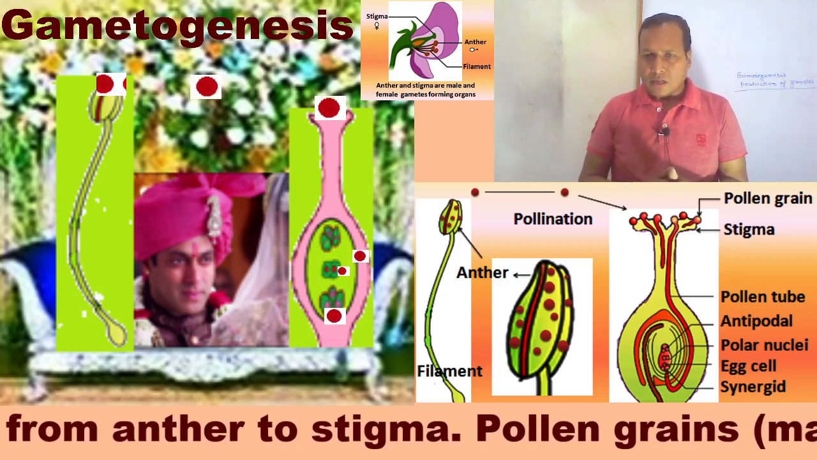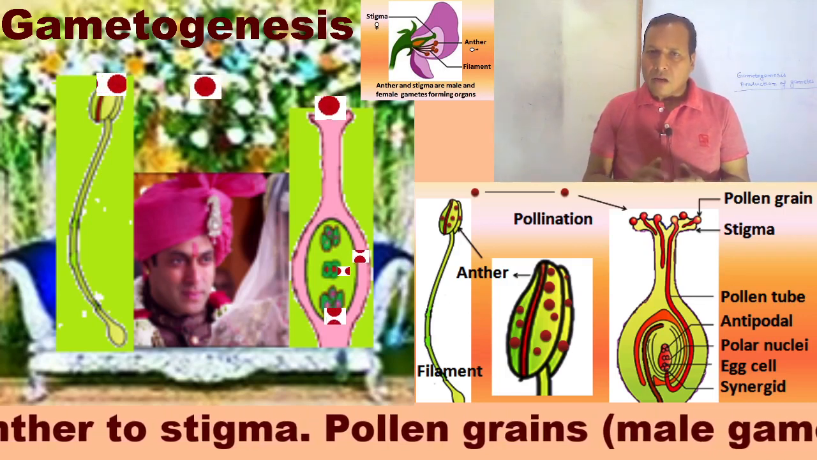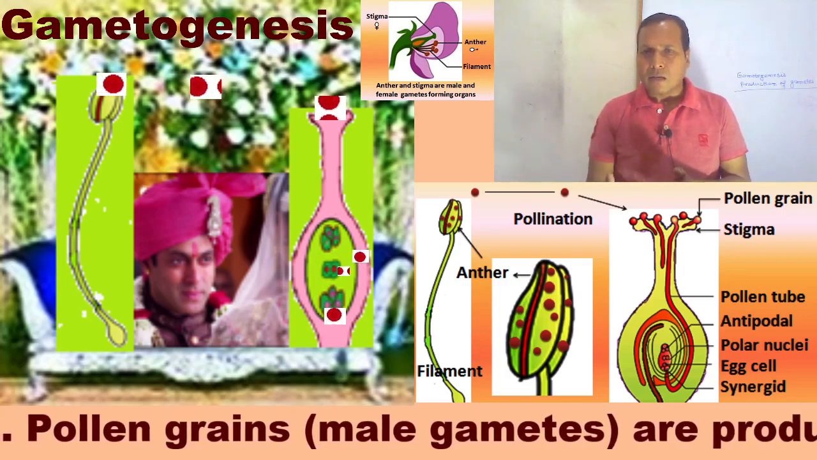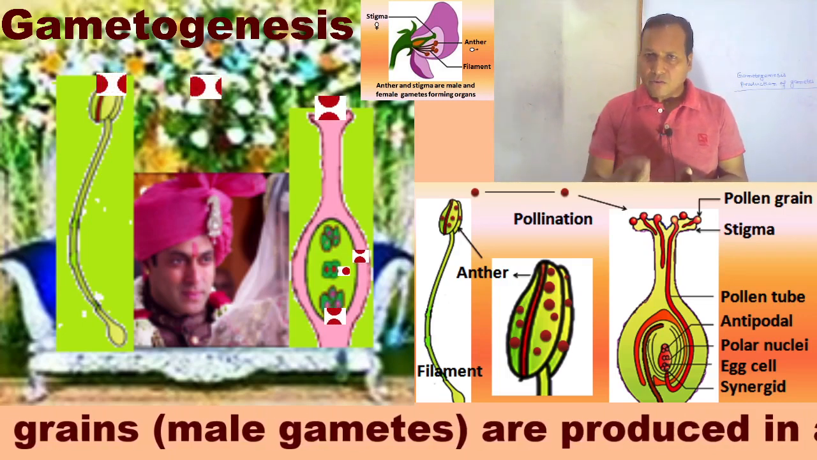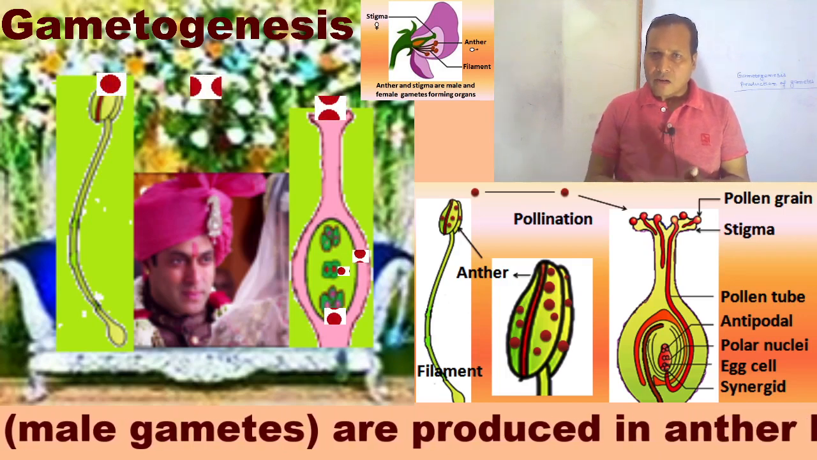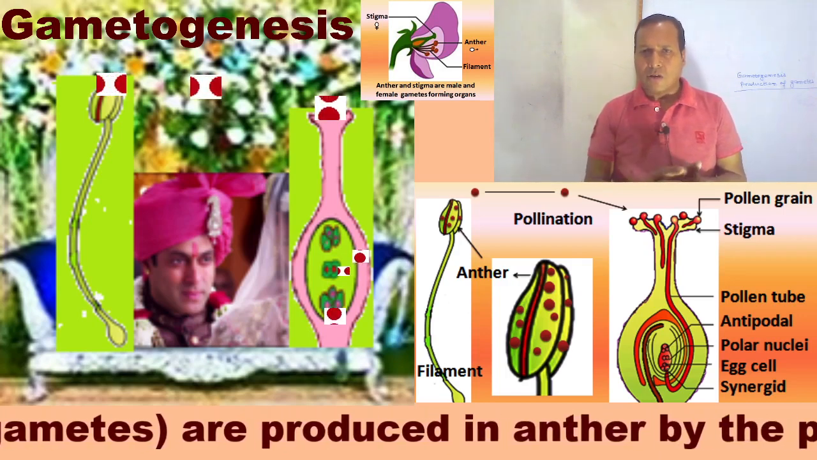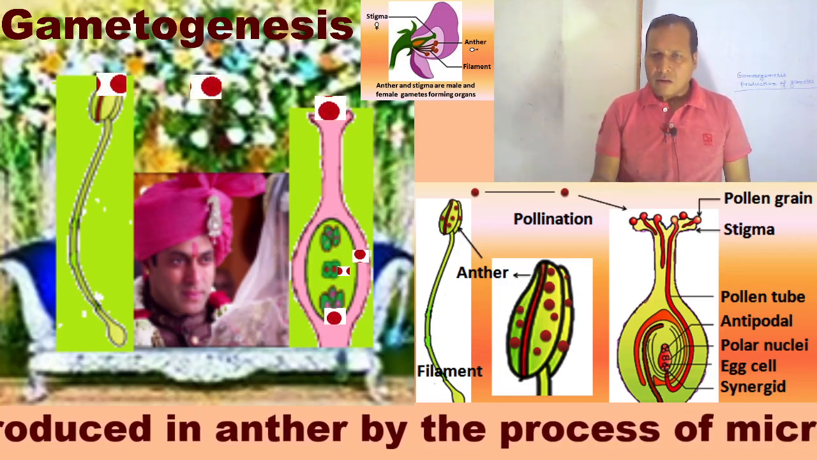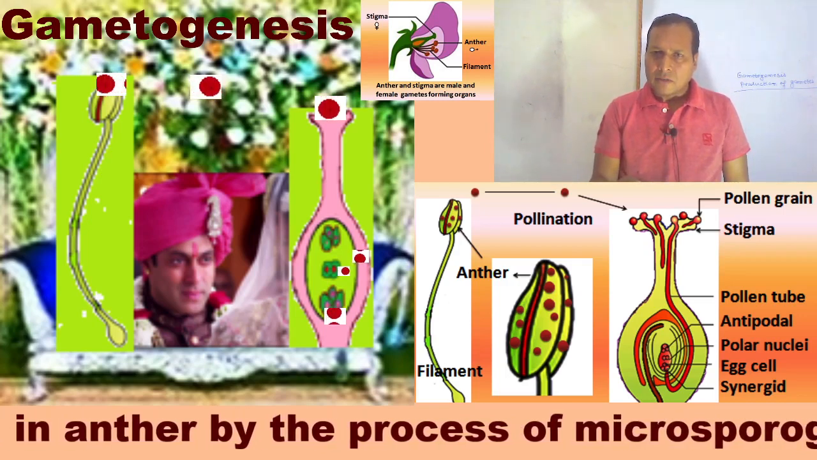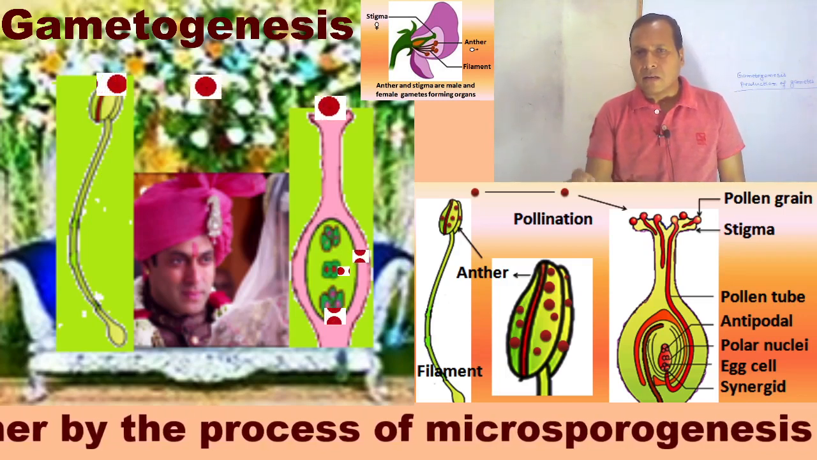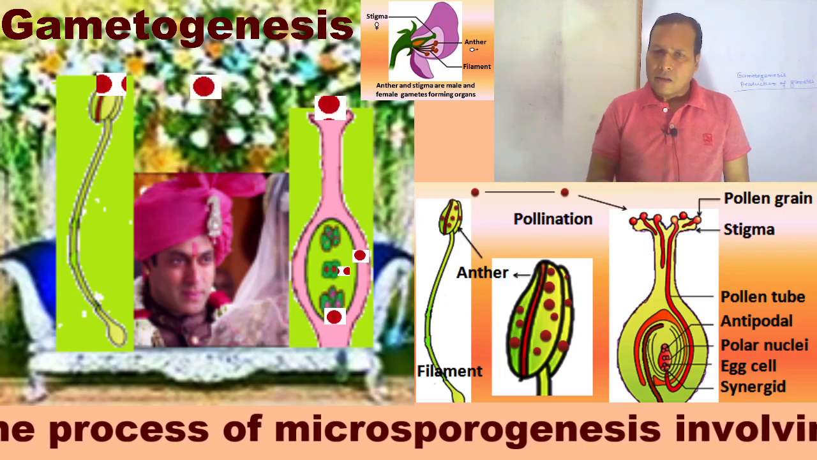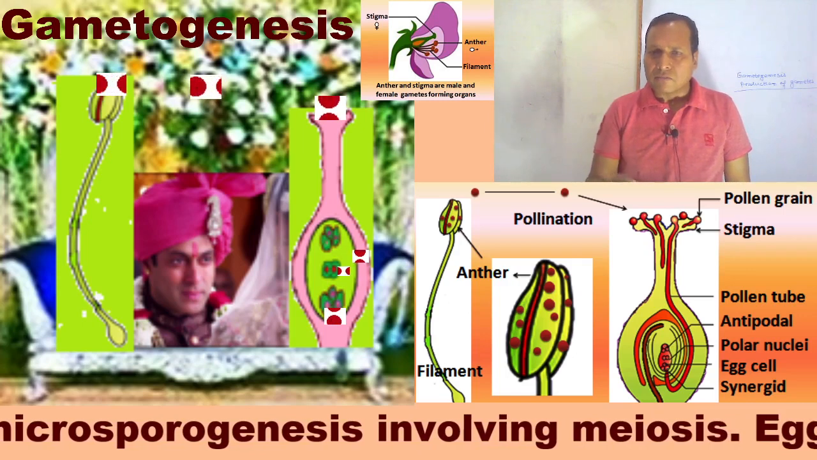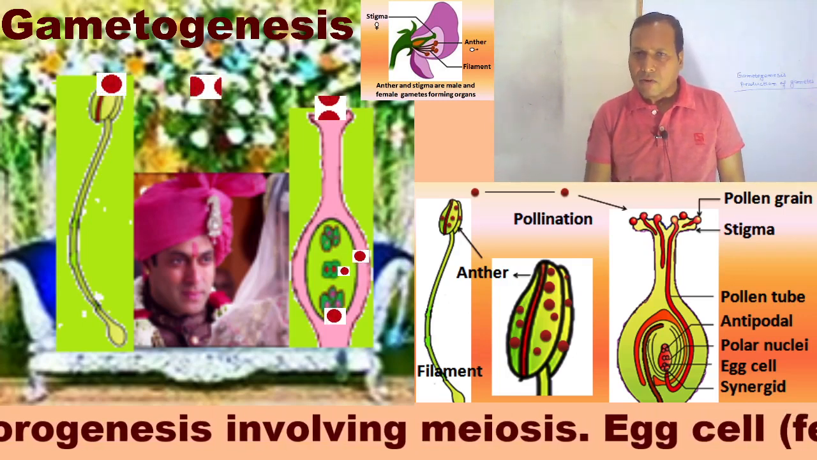Now clear up to here? Now what is a flower? A flower is the reproductive structure of a flowering plant where all processes of reproduction occur. A flower has male and female reproductive organs, male gamete forming organ and female gamete forming organ.